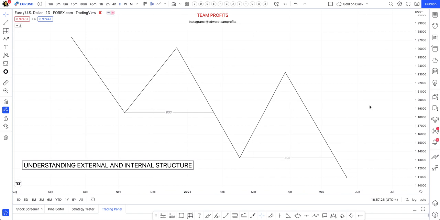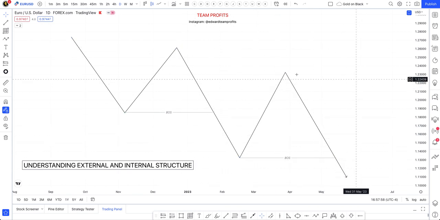And right here, basically what we're going to understand today is how external and internal structure moves. It's basically price action, but understanding where the external and the internal structure is on a chart. So just to go straight to it, what we're seeing here is a simple push, pullback, push.